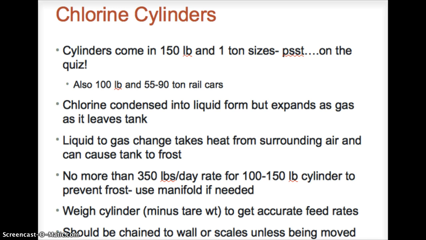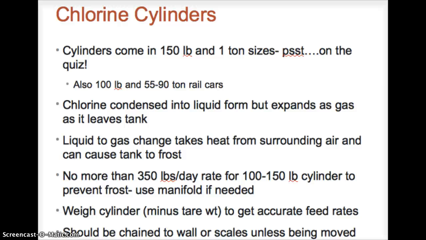Okay, moving on to chlorine cylinders and chlorination methods, and then we're going to talk a little bit about safety as well. So chlorine cylinders come in 150-pound and 1-ton sizes. Psst, it's on the quiz. Also can come in 100-pound and 55 to 90-ton rail cars, which probably will not be in your experience.